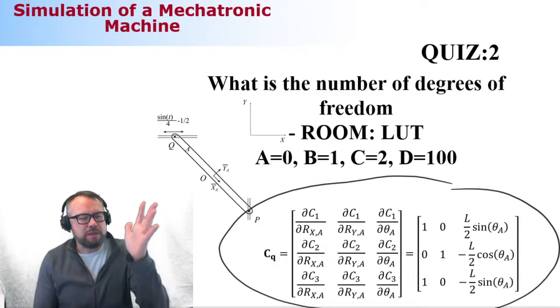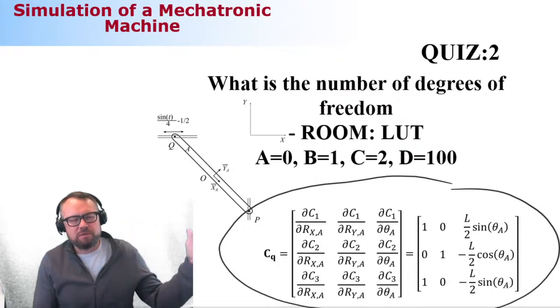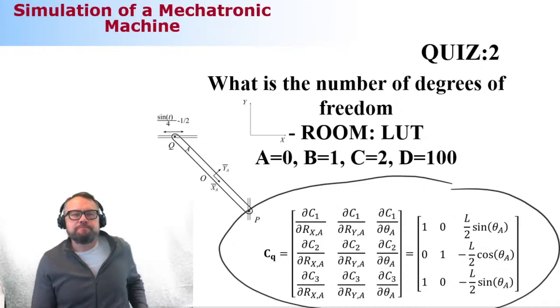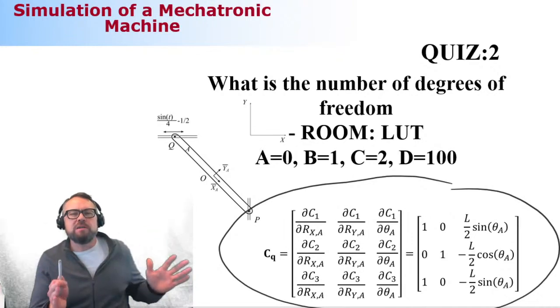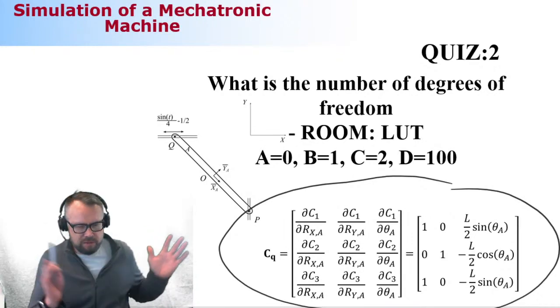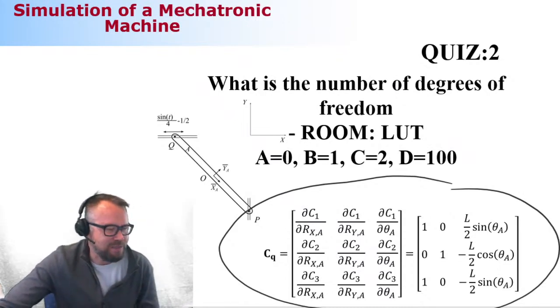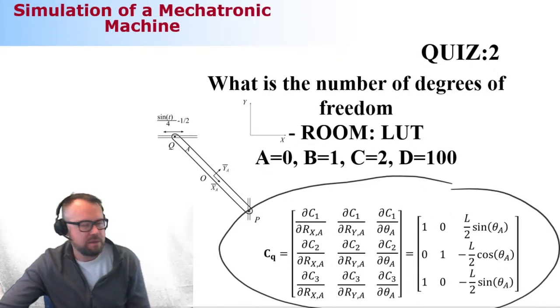Okay, let me tell you this, because this is going to be my next in-class quiz. So put everything else you do aside for a second. Kinematic analysis can be conducted if the number of degrees of freedom is zero. You cannot do it in any other way. And that's what I'm going to explain to you. That's going to be the subject matter of the next in-class quiz.